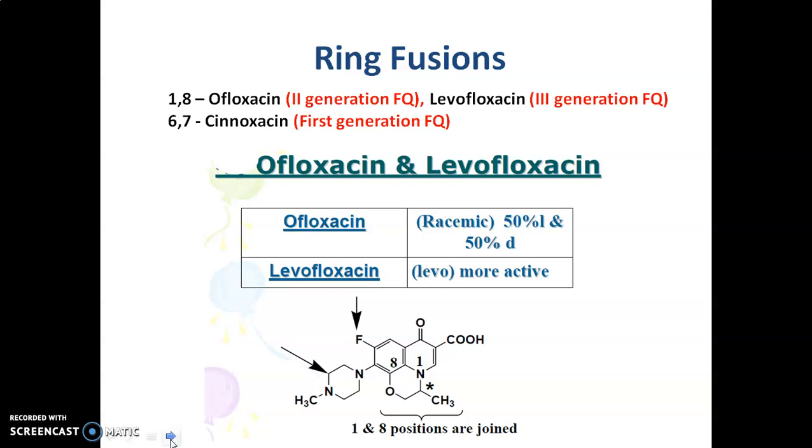Example is ofloxacin, which is a second generation fluoroquinolone, and levofloxacin, which is a third generation fluoroquinolone. We can see here this 1 and 8 position, they are fused. So this is called as ring fusion at 1 and 8 position, which introduces a stereocenter which leads to active molecule like levofloxacin, wherein the levo isomer is more active compared to the ofloxacin. Similarly, ring fusion can also be there at position C6 and C7. Example is cinoxacin, which belongs to the first generation fluoroquinolone.